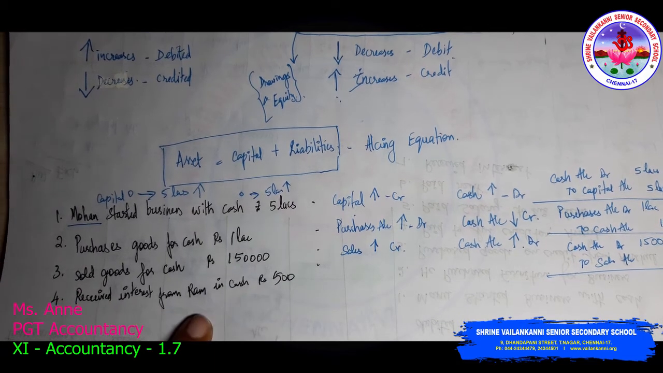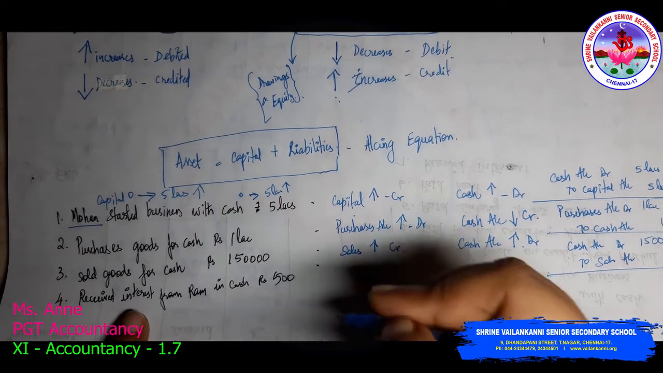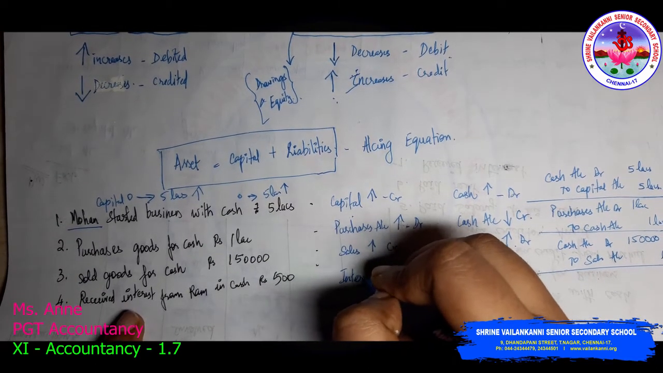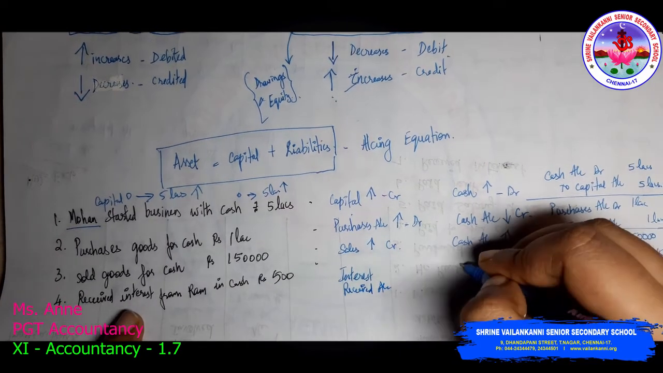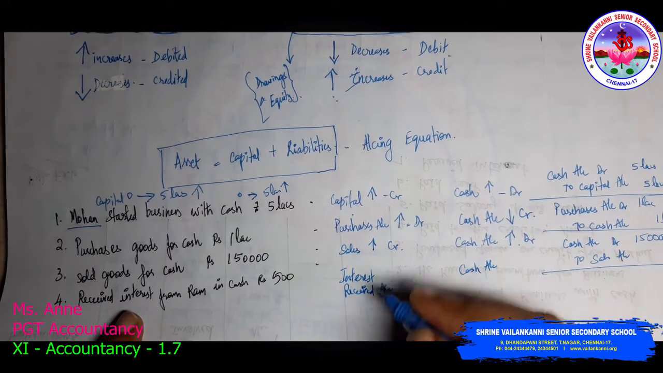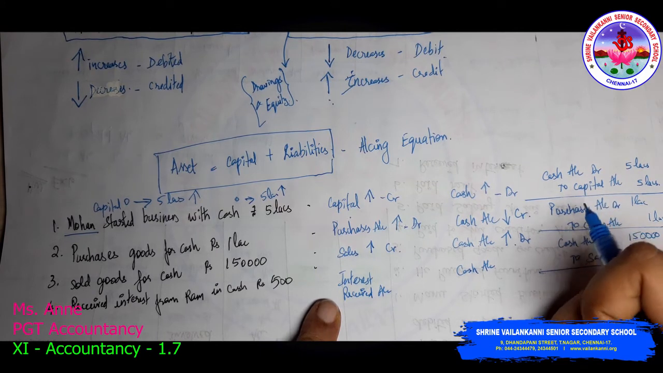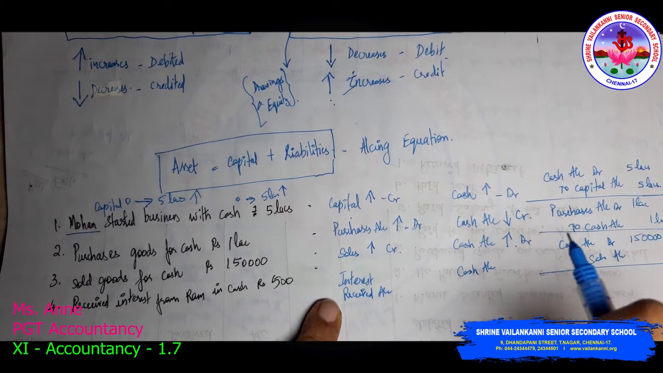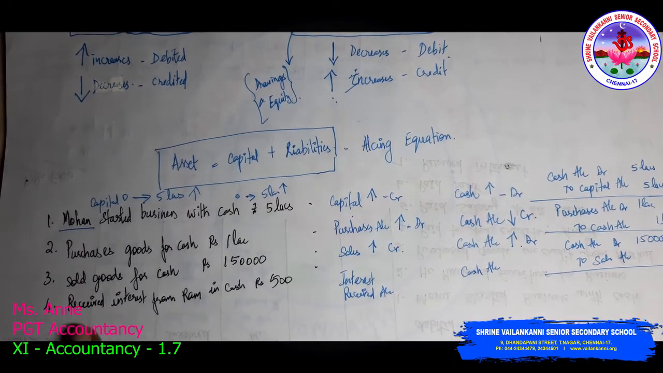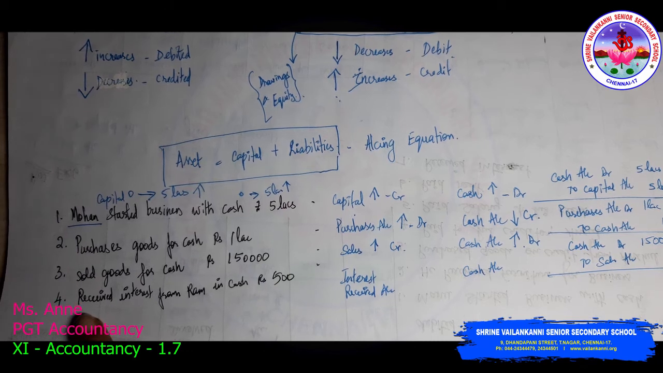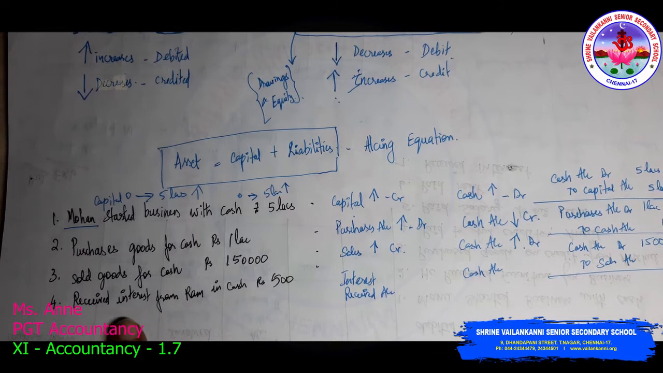Received interest from Ram in cash. Now, received interest from Ram in cash. There are two entries here. Interest received account, then cash. Now interest, if you have deposited some 1 lakh in your bank fixed deposit at the rate of 10%, you will get an interest of 10,000 rupees. Like the business owner would have deposited some amount with Ram, and Ram is paying him interest in cash.